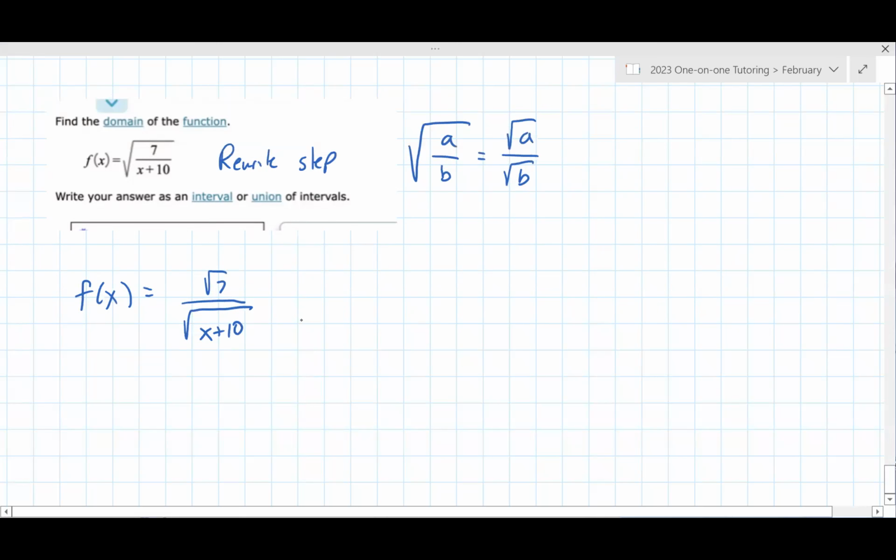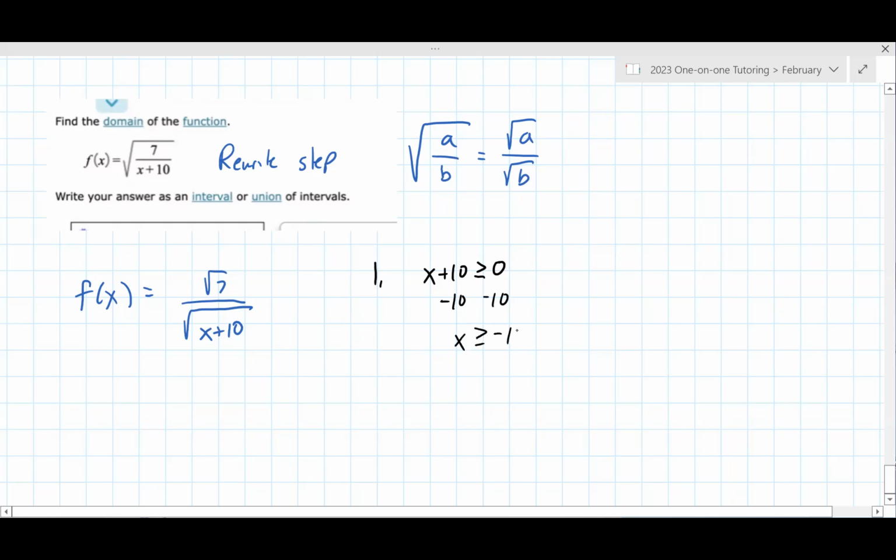And again, there's two issues with the bottom. The first is that x plus 10 has to be greater than or equal to 0. Like you have to take the square root of a positive number or 0. Okay. So you subtract 10 from both sides.